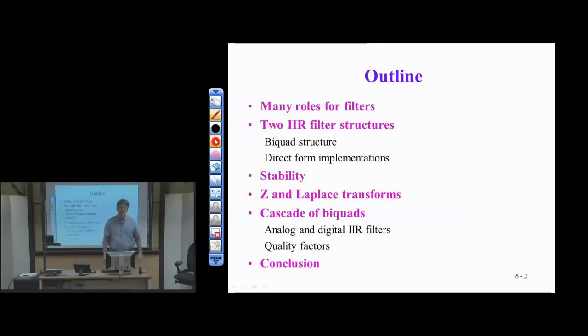So for Lecture 6, we have 4 parts. This is Part 1. In the first part, we will cover many roles for filters and the Biquad filter structure. And then for Part 2, we'll cover direct form implementations. Part 3 will be stability and Z-transforms. And then Part 4 will be cascaded biquads and conclusion.